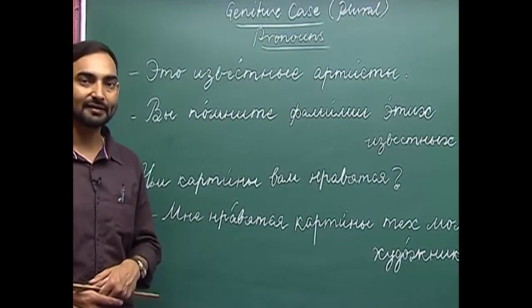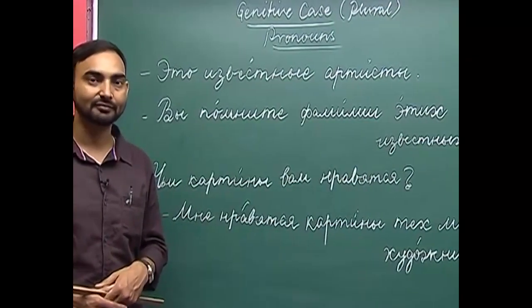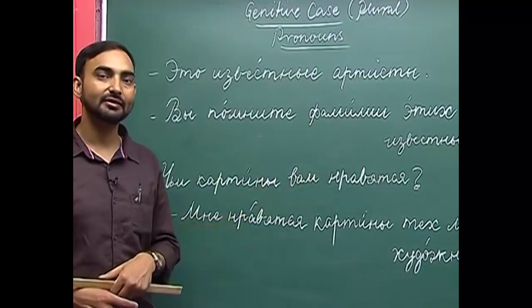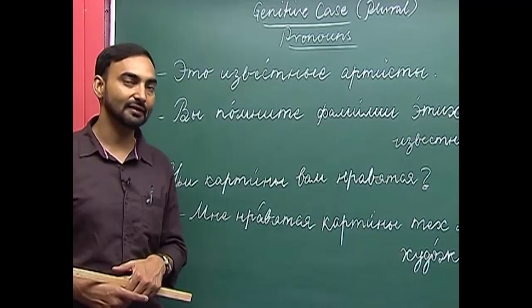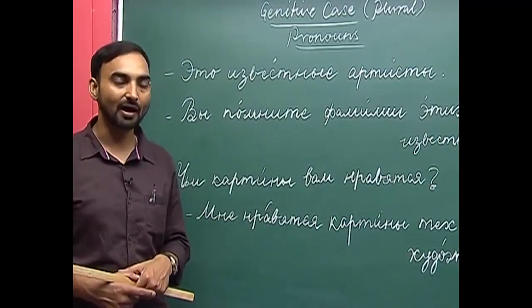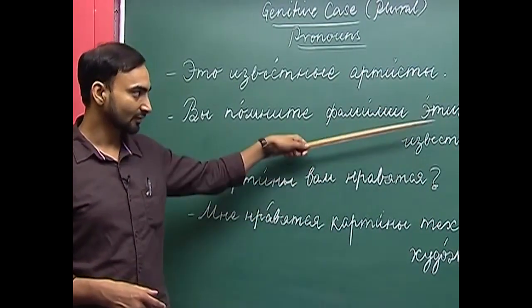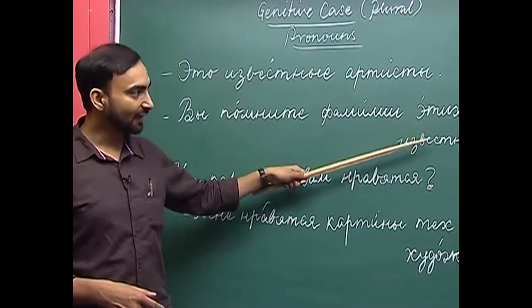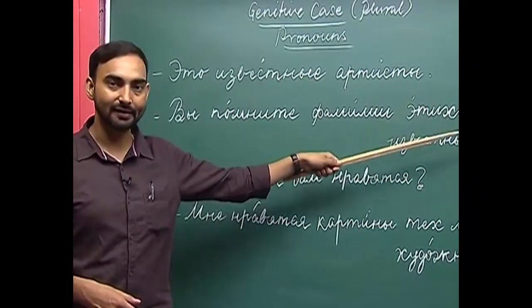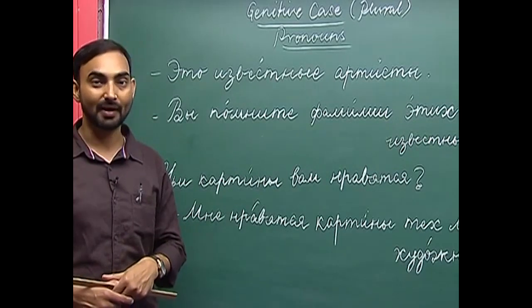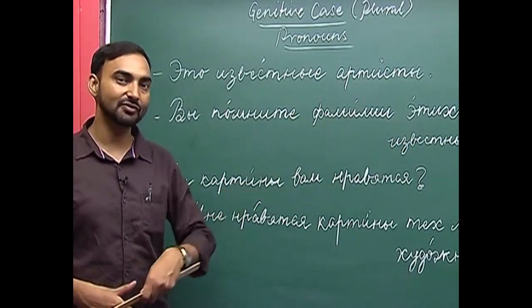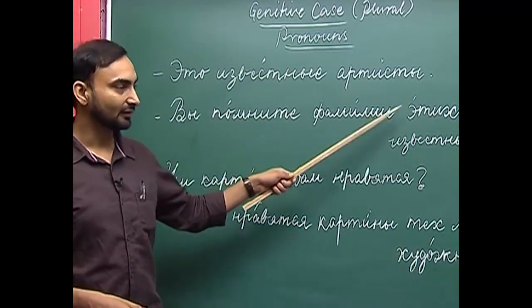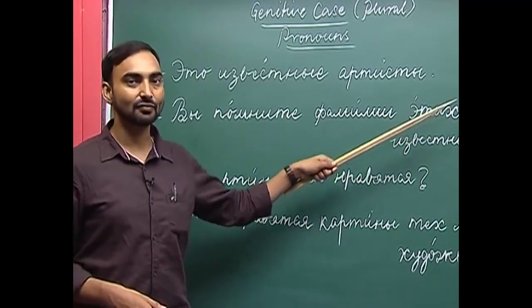So, basically the changes are the same as we have seen with the possessive pronouns. If you remember, possessive pronouns in the genitive plural are formed when we add an additional х at the end. So, мой, моя, моё, мои changes to моих in the genitive plural. The same way, эти changes to этих.